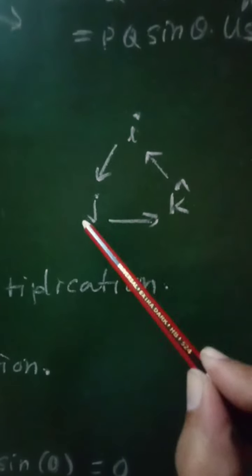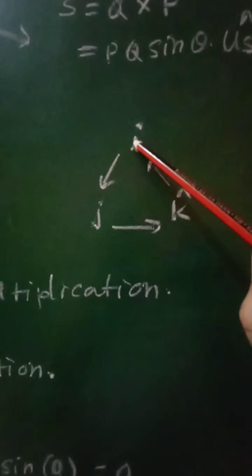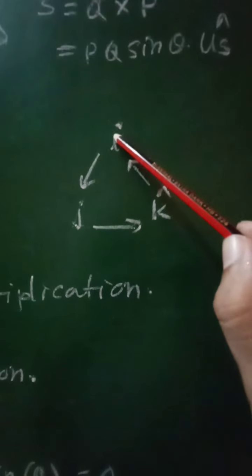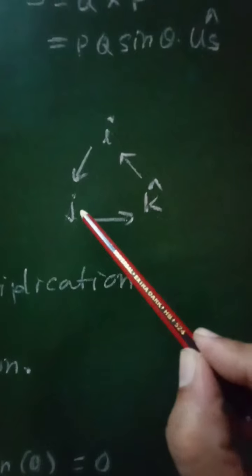So this will be remembered by using this small figure. If i, j and k are written at three vertices of a triangle, and if you take the product, that is i cross j, then it is equal to k. If it is j cross k, then it is equal to i. If k cross i, then it will be equal to j.